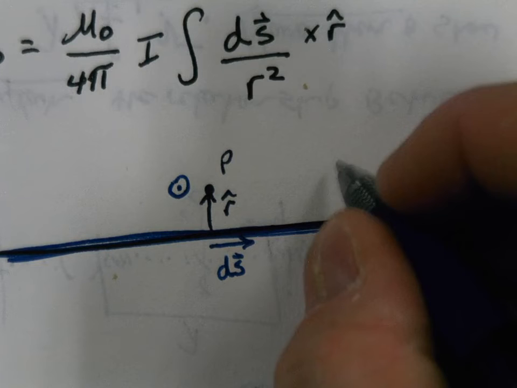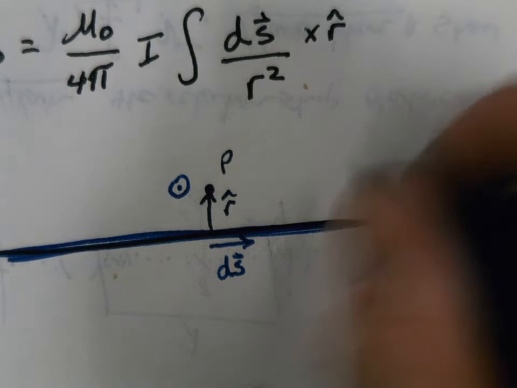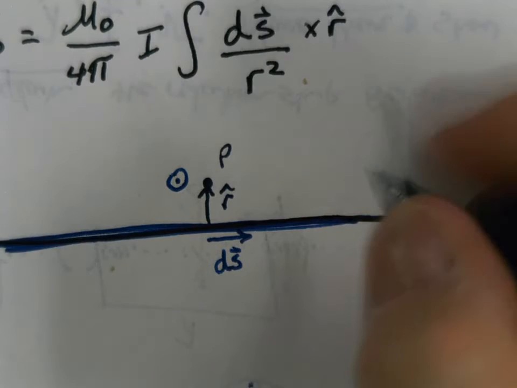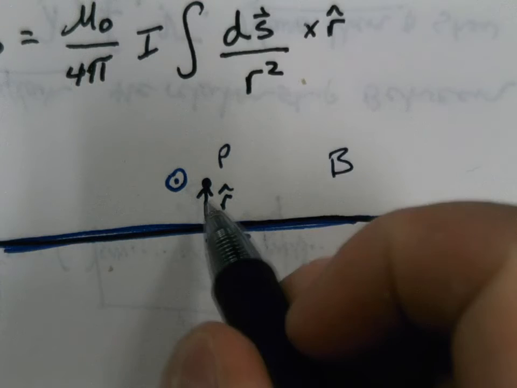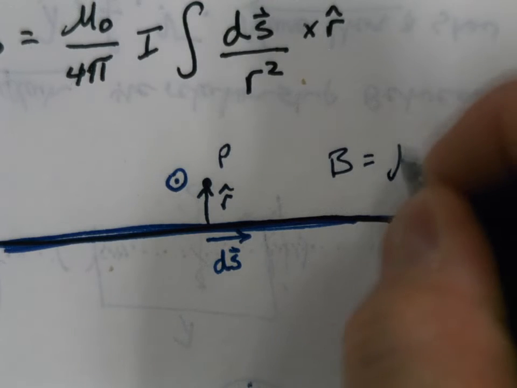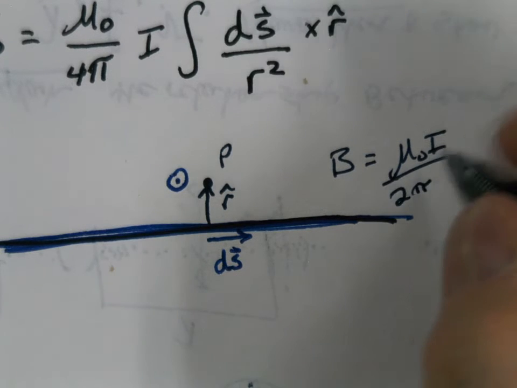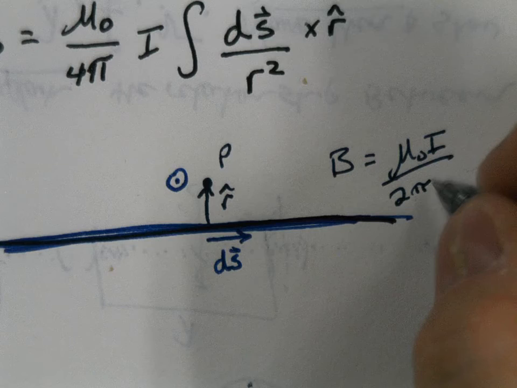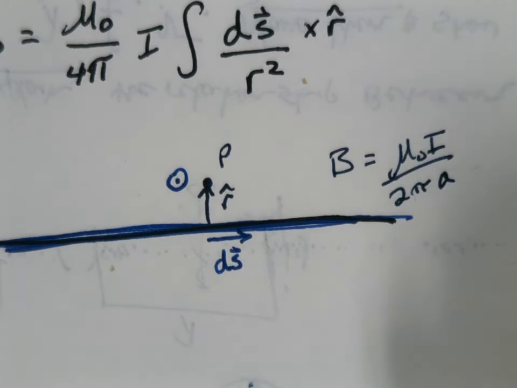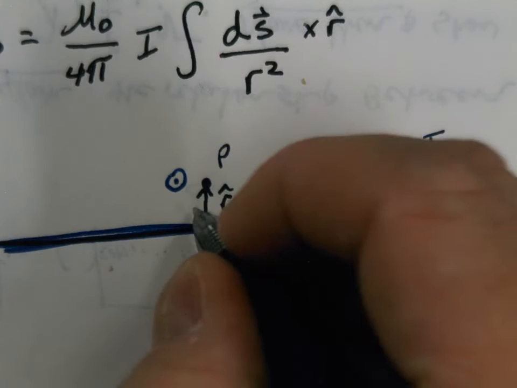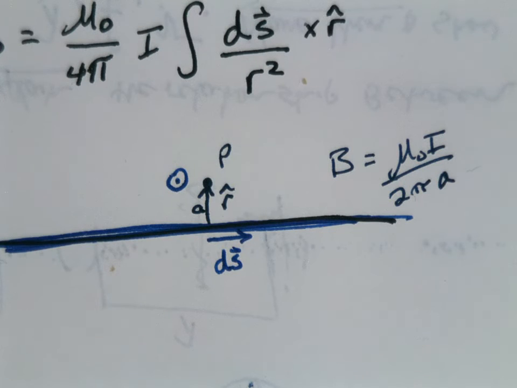We know from the Biot-Savart law that the magnetic field this close to a line is going to equal mu naught I over 2 pi r, where r is whatever the perpendicular distance is from the wire.